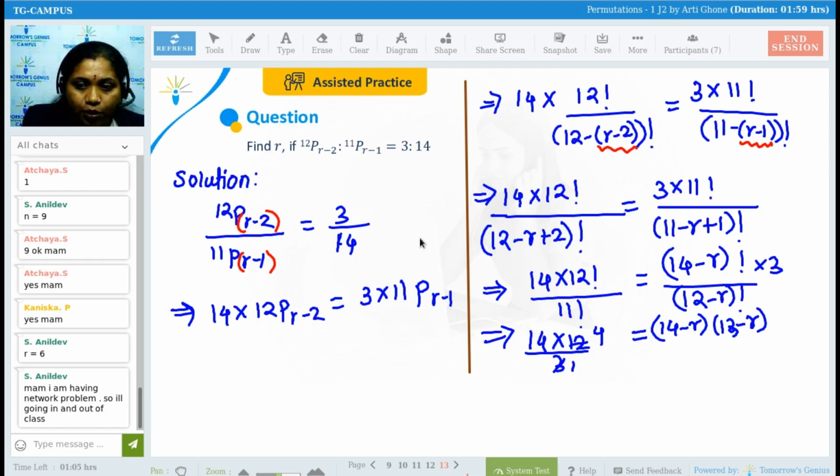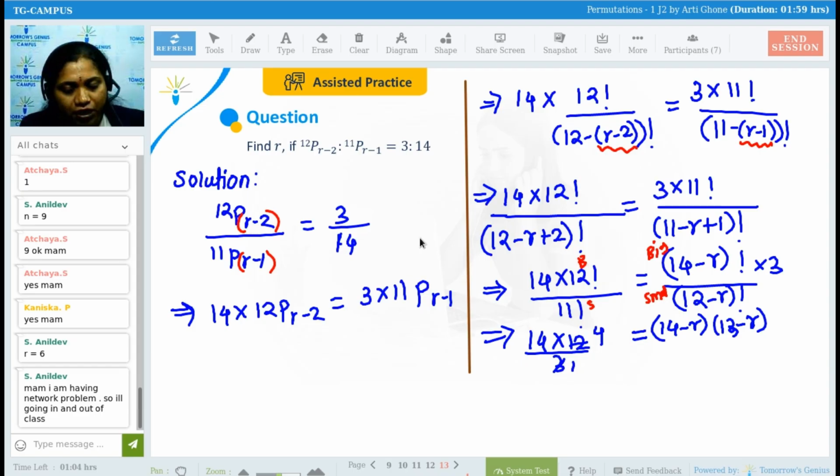we are getting 14 into 12 factorial upon 14 minus r factorial and 3 into 11 factorial upon 12 minus r factorial. If you compare these numbers, this one is the bigger number and this one is the smaller number. Clear? I have placed all the bigger numbers on one end. So 12 factorial is bigger, hence divided with 11 factorial. Here 14 minus r is bigger, that's why it is divided with 12 minus r. Clear?